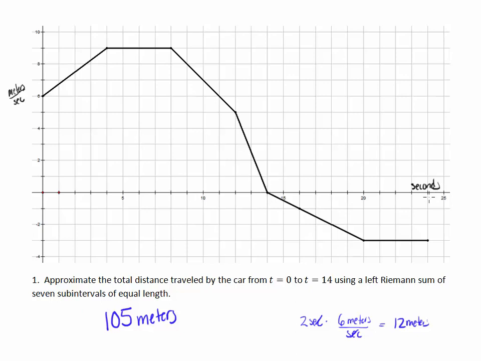Then from 14 to 24, it's got a negative velocity, so now it is moving backwards. Perhaps it turned around, but it is now moving in the opposite direction. It is gaining speed; it's losing velocity, so it has a more negative velocity. It is moving faster and faster in the opposite direction until time equals 20, where it is moving negative 3 meters per second constantly for 4 seconds. So it is moving back the way it had come.